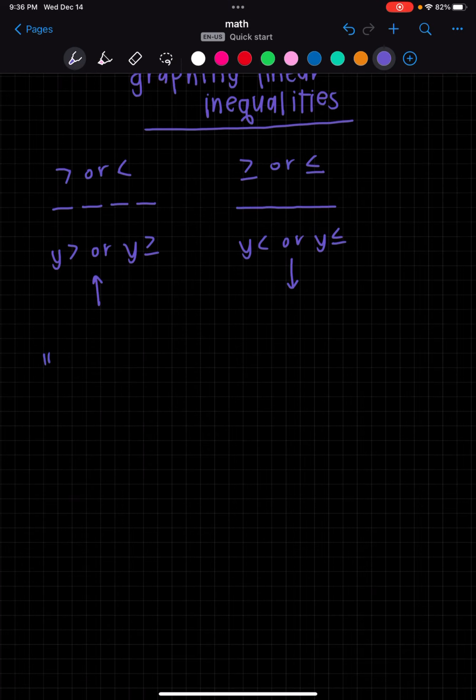So the first example is y is less than or equal to 2x plus 4. So let me just draw a blank graph here. And what I like to do on these is just pretend like it's an equation and graph it first, or at least put the points on it first, and then decide where it's shaded, if it's dotted or solid, all of that stuff.